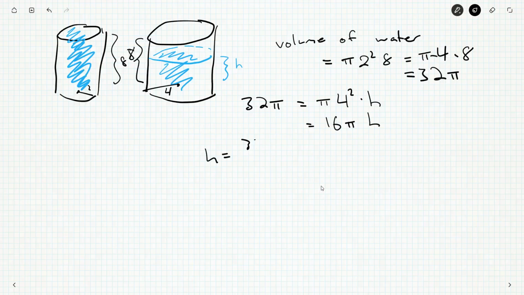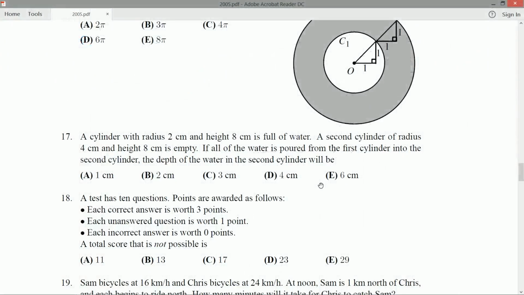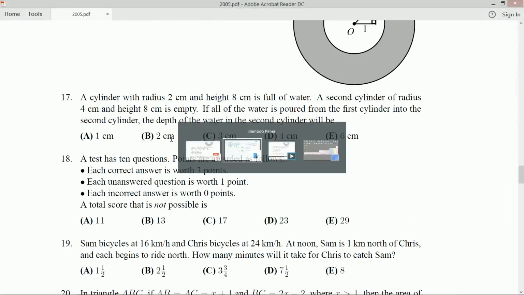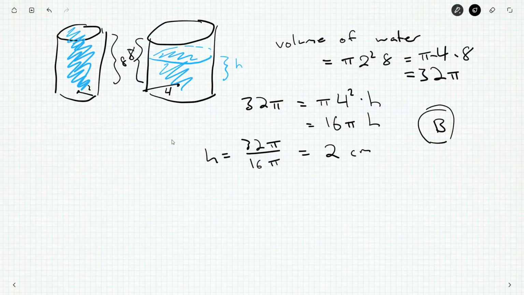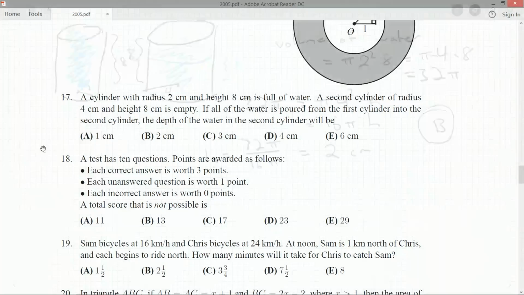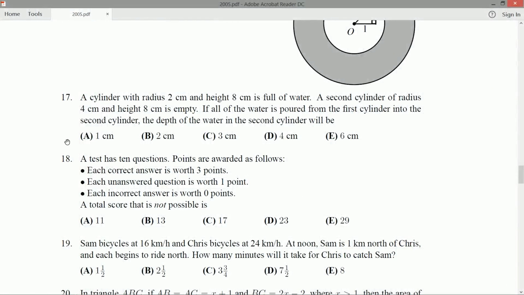So h is 32 pi over 16 pi. It's going to be 2. So we're going to have 2 centimeters. And that is B. So that's what we would bubble in there on our contest sheet. And that actually went fairly quickly for question 17 on a Fermat.